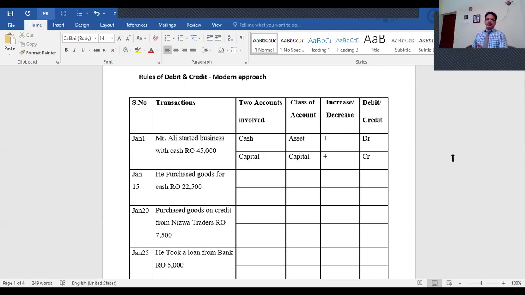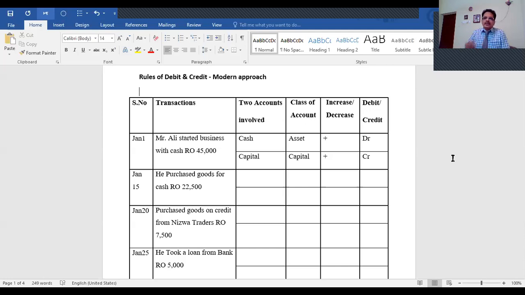Increase means debit. So cash is an asset and capital is capital or equity. It's a separate group. If you think of it as a liability also, it is the same rule, but it is better to treat capital as a separate group, capital.